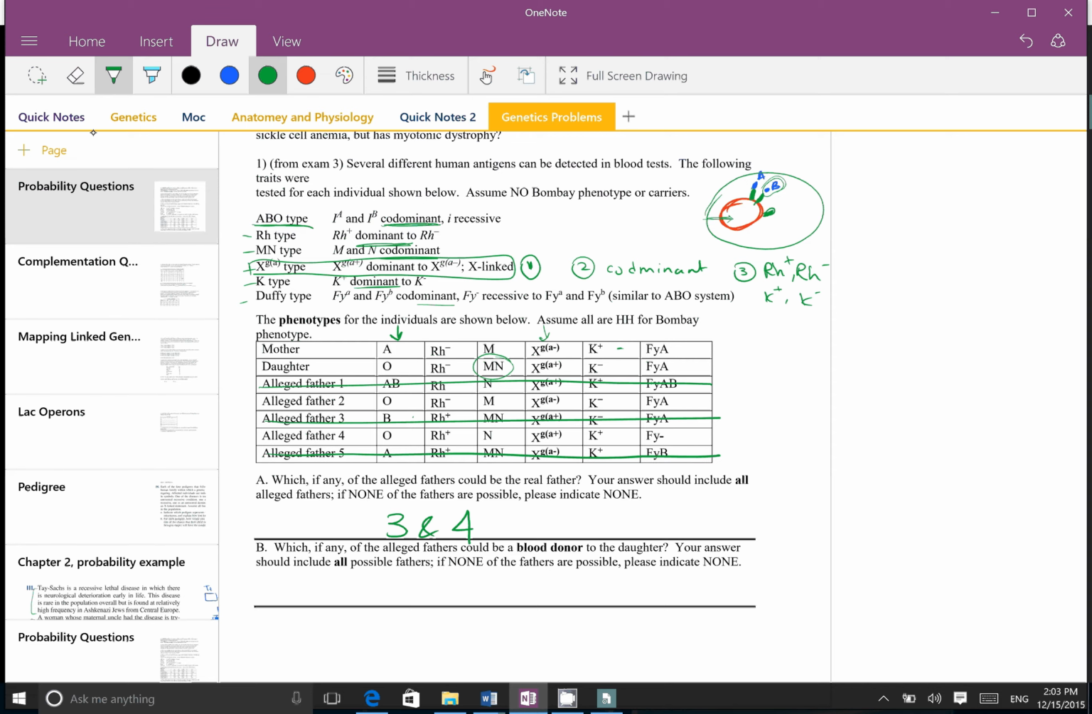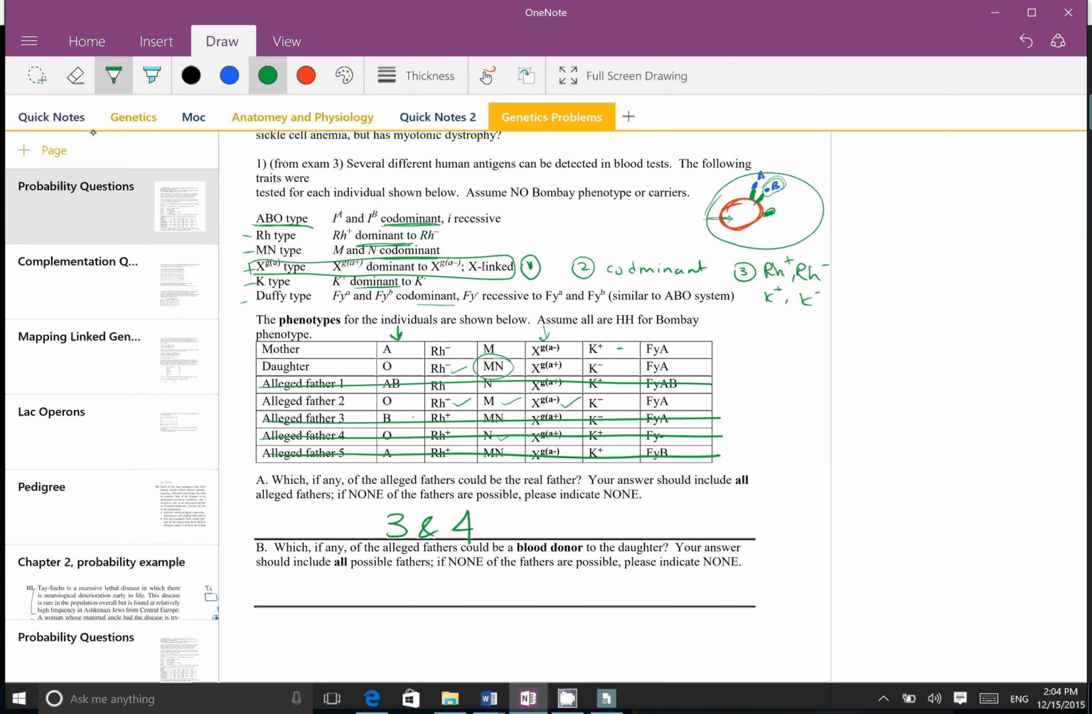So father number 2 who has M, she'll be safe with that. Father number 3 who has N, she'll also be safe with that. It's fine. I skipped the RH. I should look at the RH after the blood type. Sorry about that. She is RH negative. So father number 2 has RH negative. He's gonna be fine with that. Father number 3 has RH positive. We don't want that. So so far we can see that father number 2 can give her blood, but let's just check to be on the safe side.